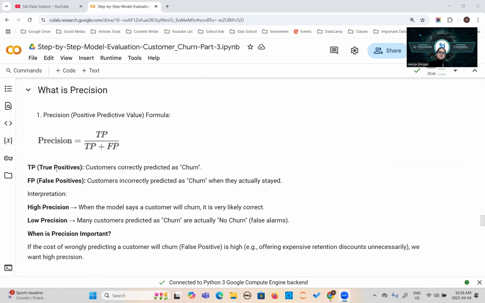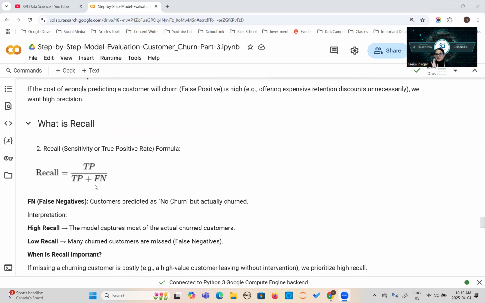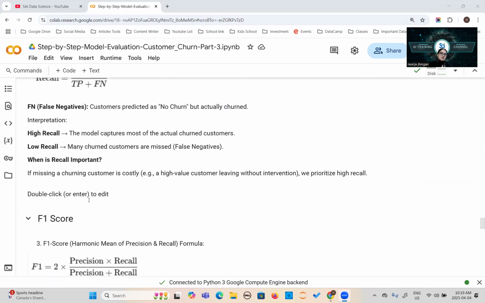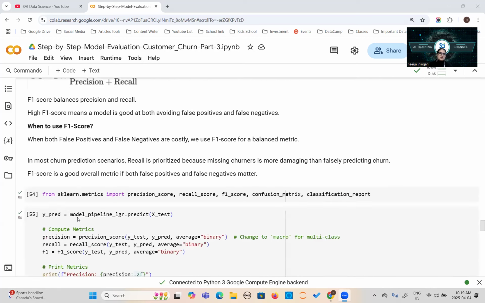I have added the definitions for you if you are looking at my notebook, because I share the notebook link. This is for your learning. This is the formula of precision: TP divided by TP plus FP. Now I hope you understood what TP and FP are. The next one is TP divided by TP plus false negative. This is recall. This is the F1 score, a balance of precision and recall. But I will tell you when you should use which one. I have written this theory just for your understanding.